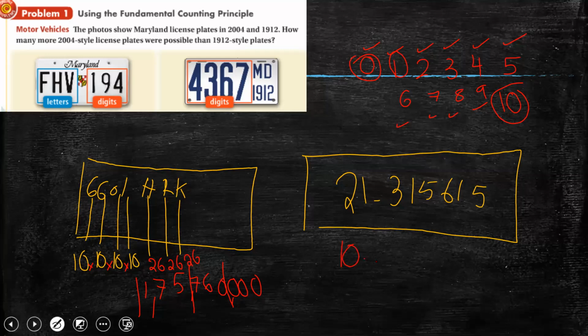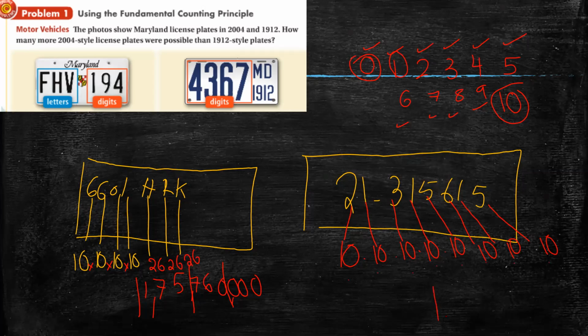10 times 10 times 10 times 10 times 10. This is 10 for each one. Why 10? As I told you, the number of ways to choose any number is 10 ways. So we have 1, 2, 3, 4, 5, 6, 7, 8 digits, so 10 to the power 8. So who has more choices?